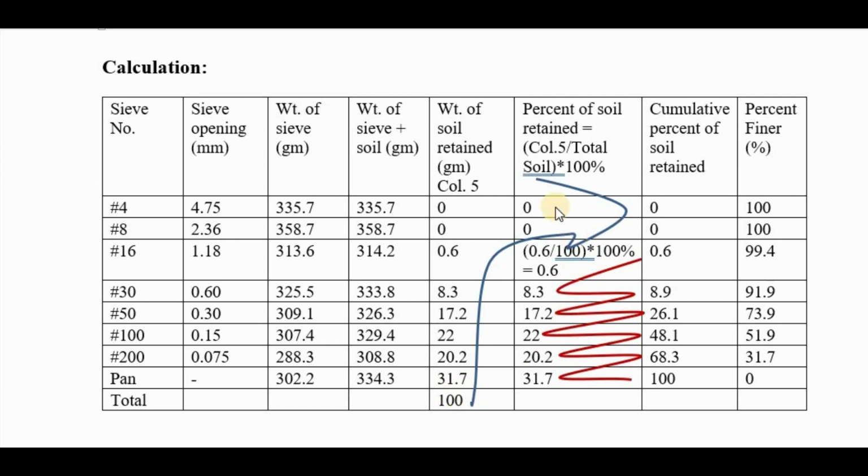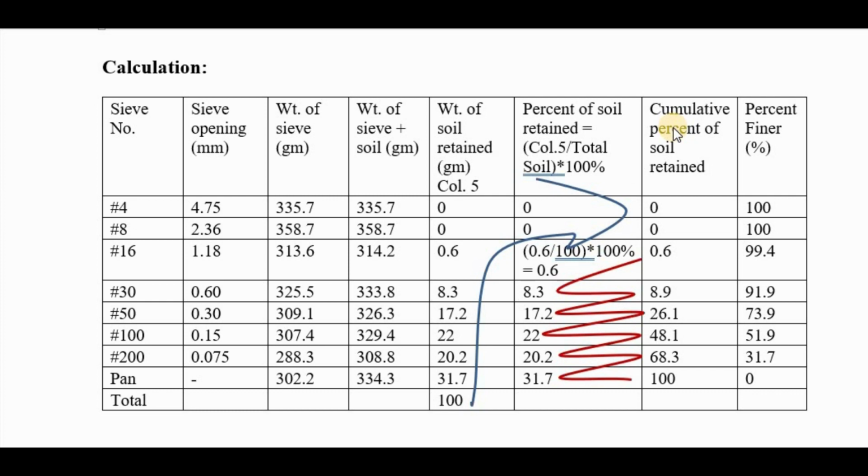And after that, you have to take the percentage retained. That means how much percent is retained in each sieve. Suppose you have to take the number 16 sieve. This is 0.6 gram. So the percent of soil retained in the number 16 sieve is 0.6 divided by 100 times 100%. That means 0.6. All of these are the same, as we took 100 grams as the soil sample, and this is also the 100 for the percentage.